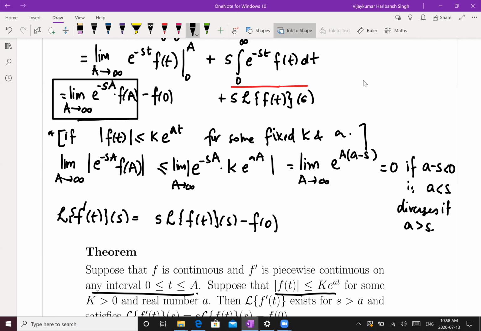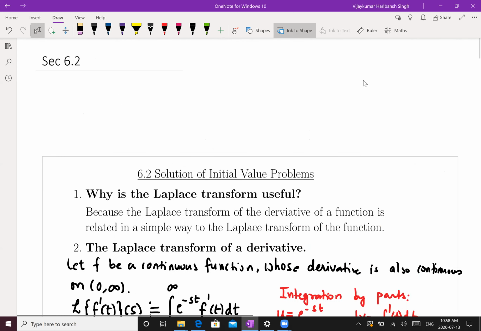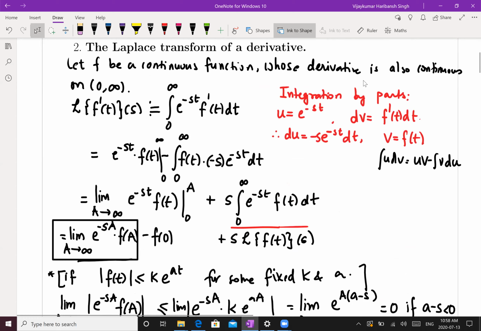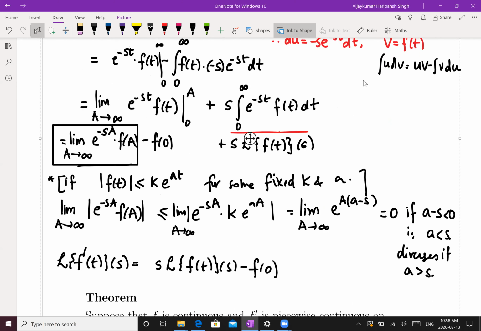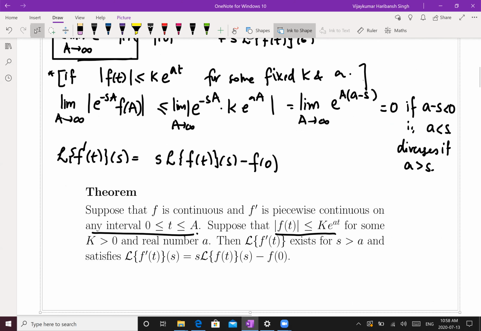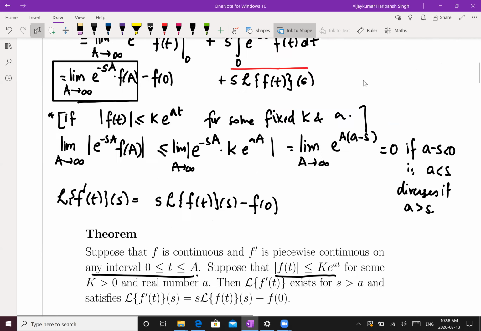You get your Laplace transform basically takes your derivative and maps it onto this. So if you look at this, this also encodes your initial value in some sense, right? So let's move on and discuss this further. So we have the following formalization of this discussion.